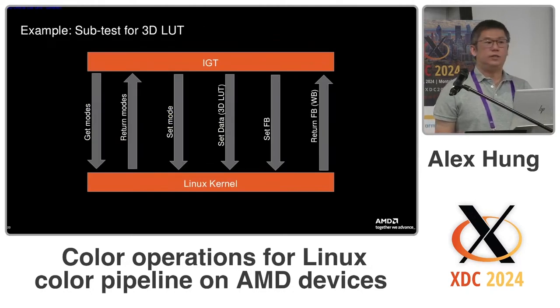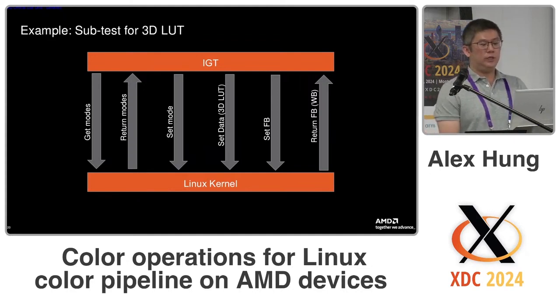What you are seeing on the screen right now is the workflow between the IGT and the Linux kernel for the 3D LUT. First, the IGT will initiate a game mode, where the Linux kernel will return a list of the supported modes by the hardware or by the driver. Then the IGT will match its mode and pick the one that has the exact match. And then you will write the index pointing to the mode. And that completes the mode selection.